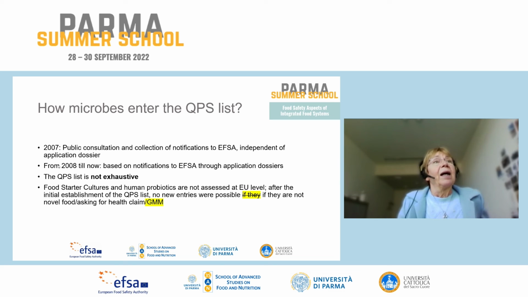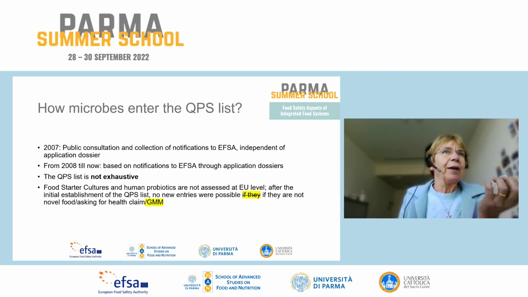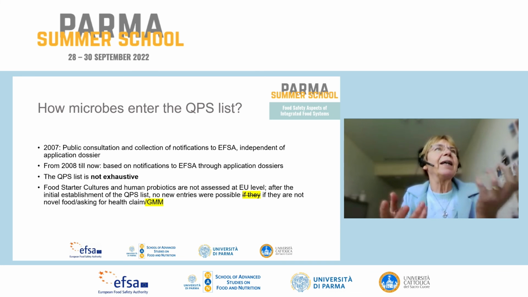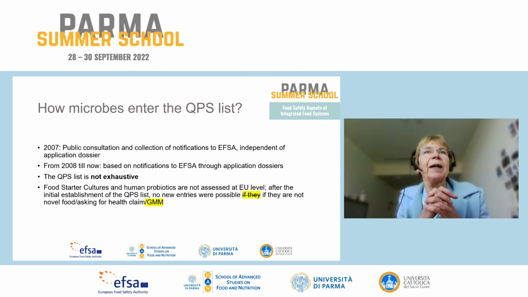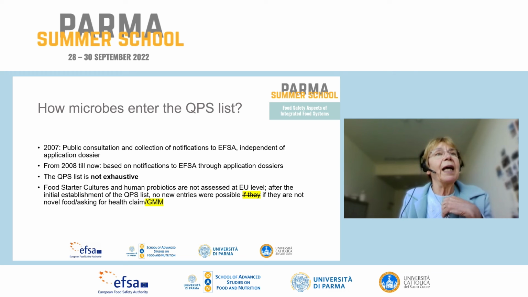In 2007, when the QPS concept was born and introduced, there was a public consultation. And then people and industry could notify their microorganism to EFSA. That was independent of an application dossier at that time. But from 2008 till now, the only way to get your organism on the QPS list is through a notification to EFSA.